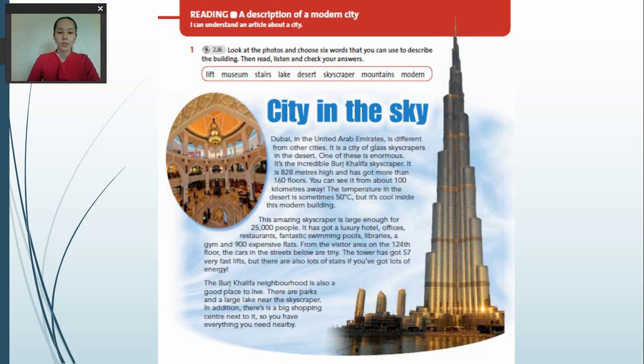This amazing skyscraper is large enough for 25,000 people. It has got a luxury hotel, offices, restaurants, fantastic swimming pools, libraries, a gym, and 900 expensive flats. From the visitor area on the 124th floor, the cars in the streets below are tiny. The tower has got 57 very fast lifts, but there are also lots of stairs if you've got lots of energy.